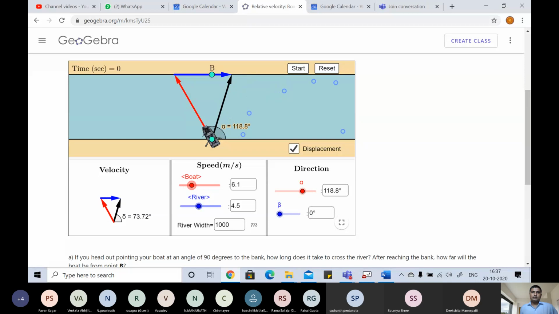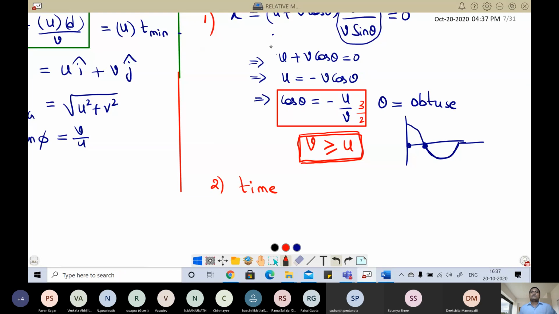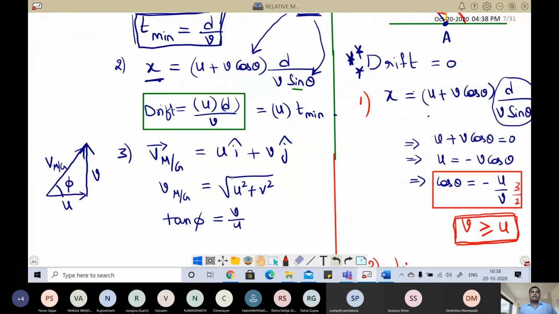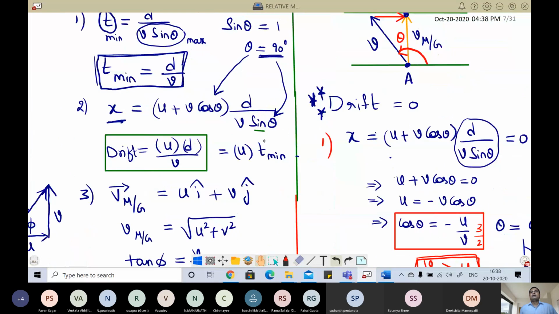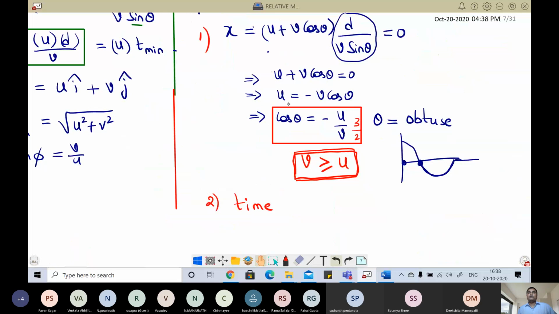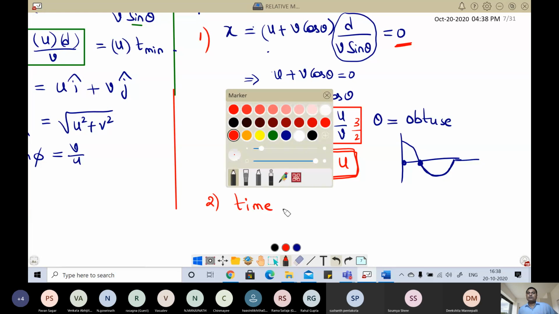When the velocity is more, you definitely reach point B, because you made your effort in this direction at some angle where theta is obtuse. Now what is the time taken here? How much time have you taken? That is what we have to find out. Just like in the previous case, where we first calculated time and then drift, here we have found drift, which is 0, and from that we got the condition. Next we find out time.